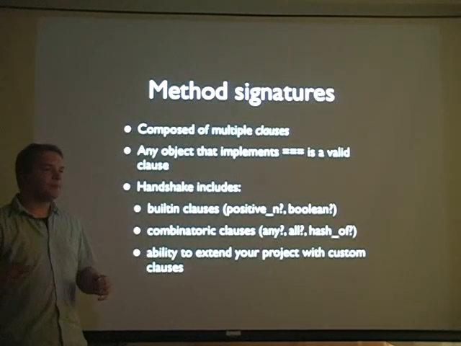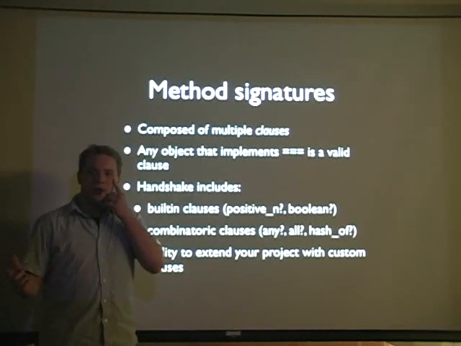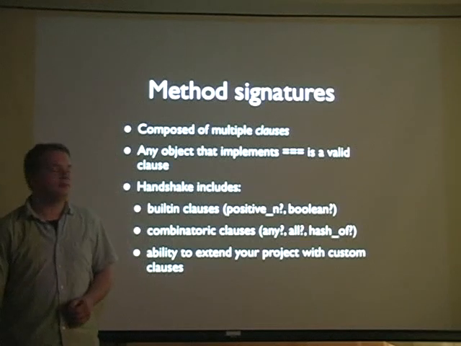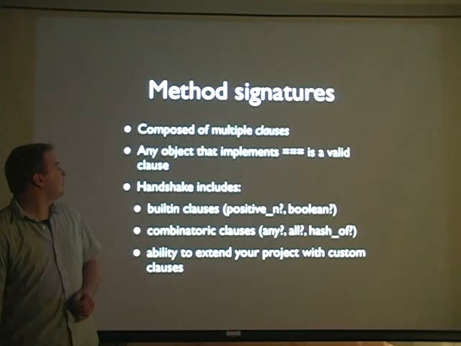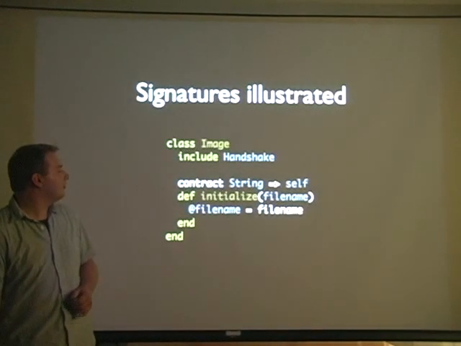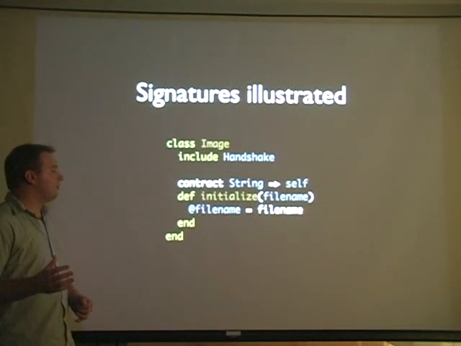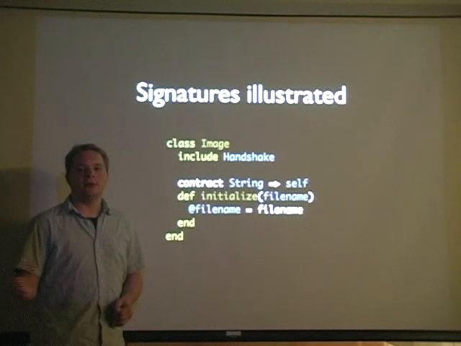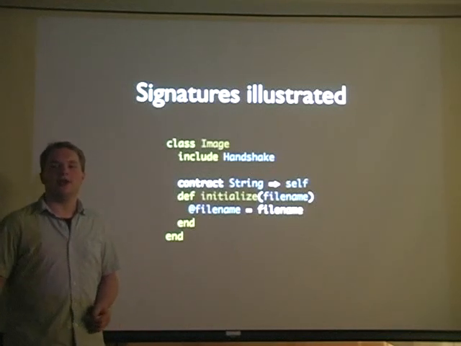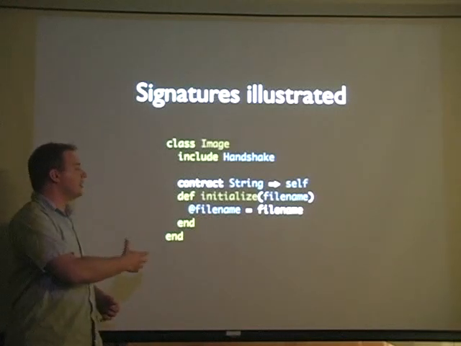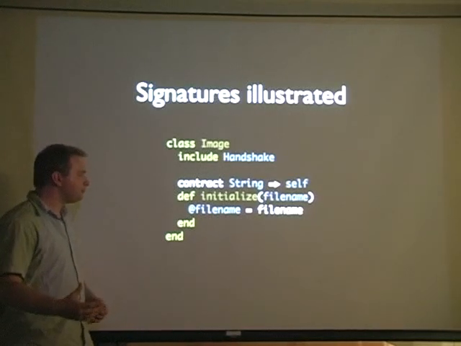So you can use any of those pre-existing built-in objects that implement triple equals as a clause. You can build your own and you can combine them together. And so on the next page, this is a very simple example of that. We have some image class, and the base constraint for our image is that we want it to accept a file name as the first argument of the constructor to initialize. So we say contract accepts a string and returns self.